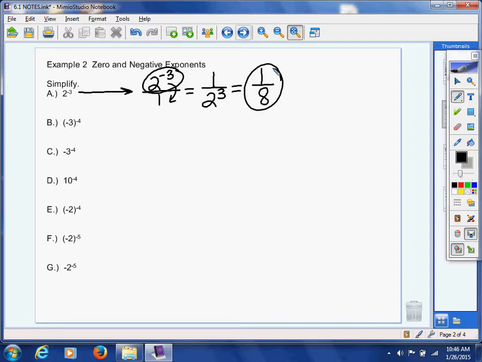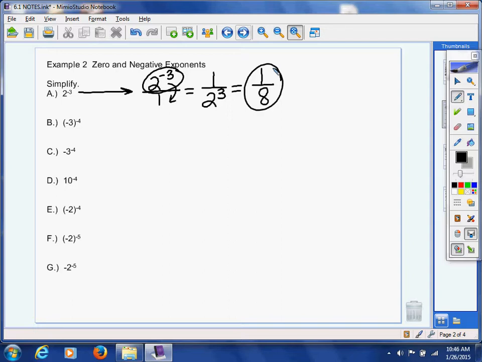2 to the negative 3. The negative exponent does not mean that the number is negative. All it indicates is that the number is super tiny. It's a fraction. It's a decimal. It's a number between 0 and 1. That is all that indicates.